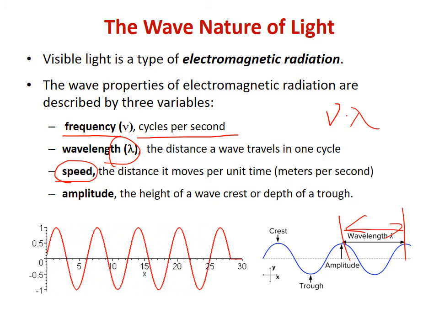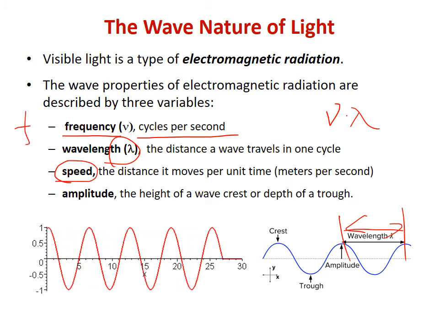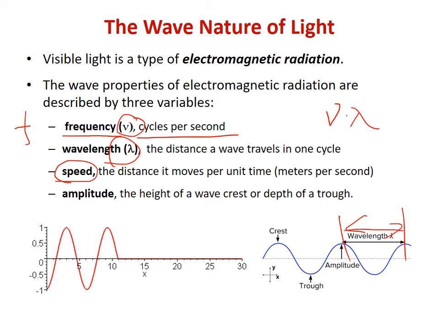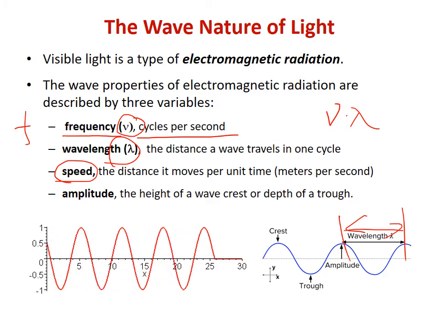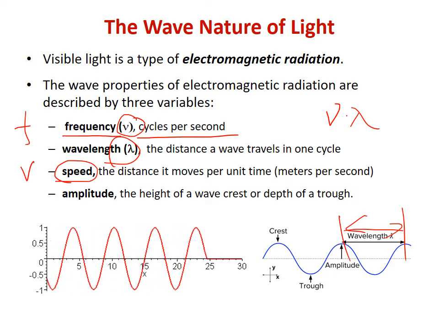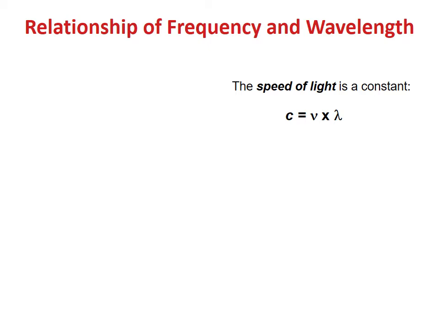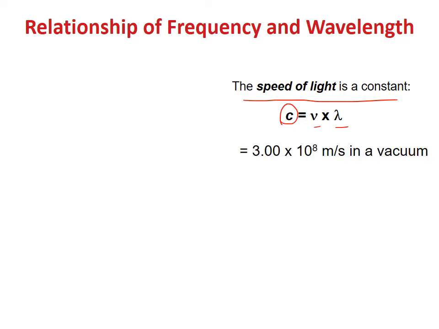Note that the most commonly used symbol for frequency is f, but in this case we use a Greek symbol, nu. This symbol is similar to the symbol we used for speed, v. Speed of light is represented by the symbol c. So c equals frequency times wavelength. It turns out that the speed of light is a constant, which is 3 × 10⁸ meters per second.